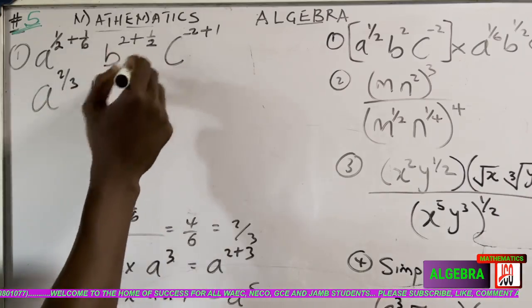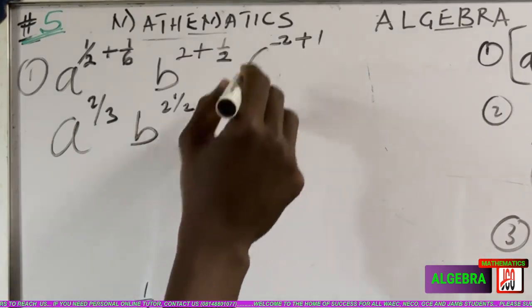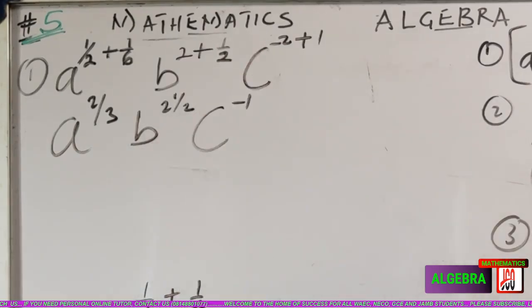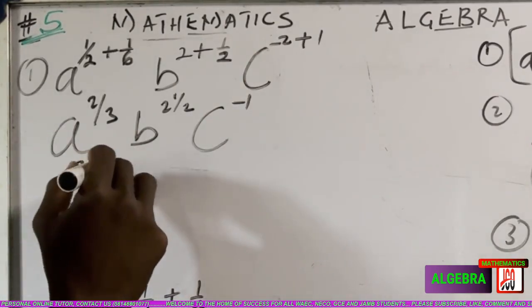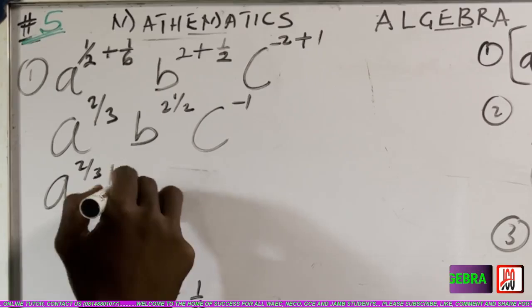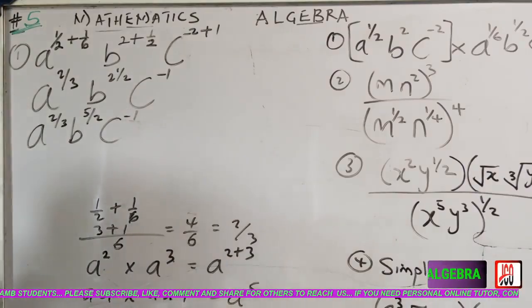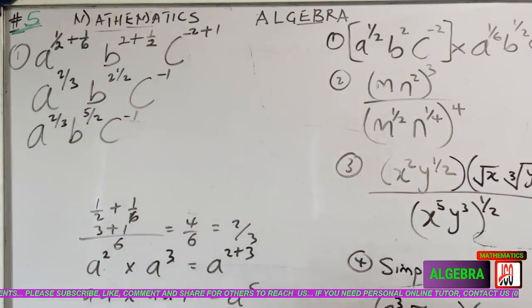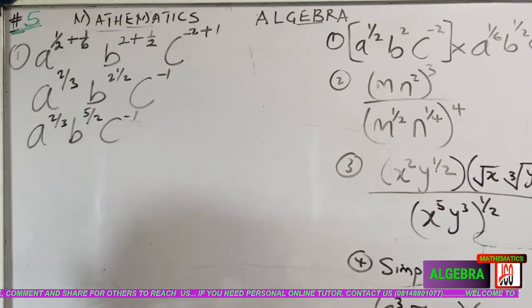b raised to power 2 plus half is 2 and a half. Then c raised to power minus 2 plus 1 is minus 1. Your answer can also be, this 2 and a half can be 5 over 2, c raised to power minus 1. That will be your result. Please take note, whenever you are multiplying, you are adding the powers. Then we're going to division now.